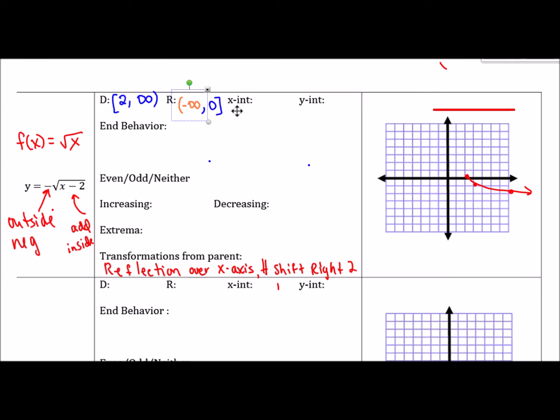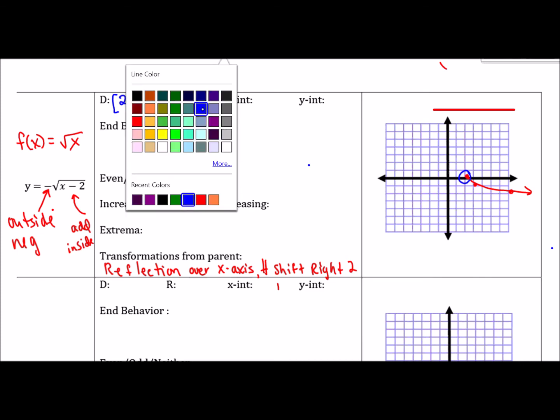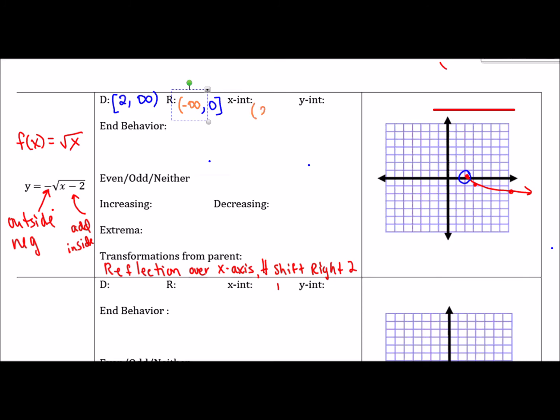So here's my graph. X-intercept is where it crosses the x-axis. That's going to be this point right here. Oops. What happened there? Weird. So at that point 2, 0, that's where it crosses the axis.